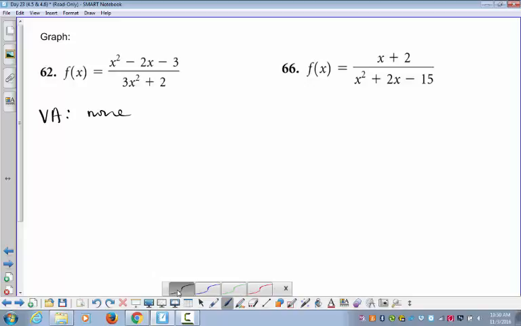How about a horizontal asymptote? y equals 1/3. The powers are the same, so we look at the quotient of leading coefficients. Or you do long division. 3x squared into x squared is 1/3. That quotient will be 1/3. Okay. How about x-intercept? Let's see if the asymptote is crossed or not.